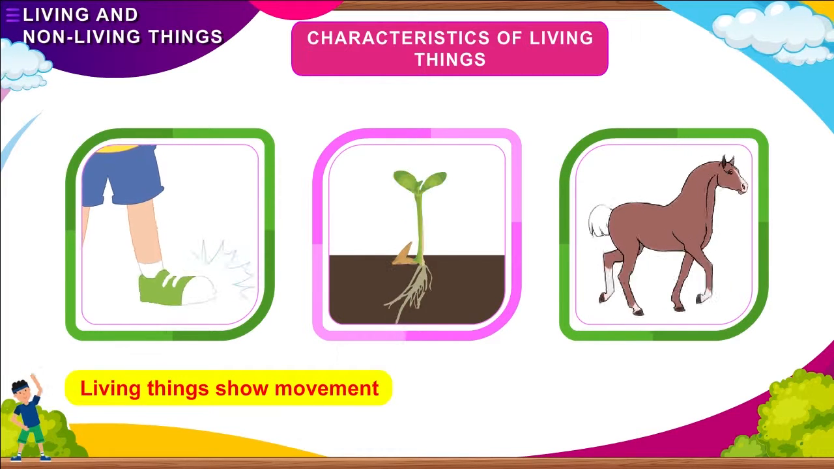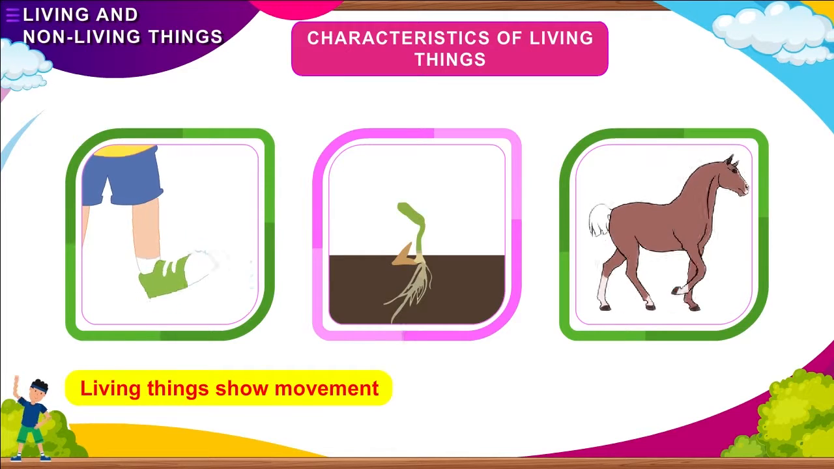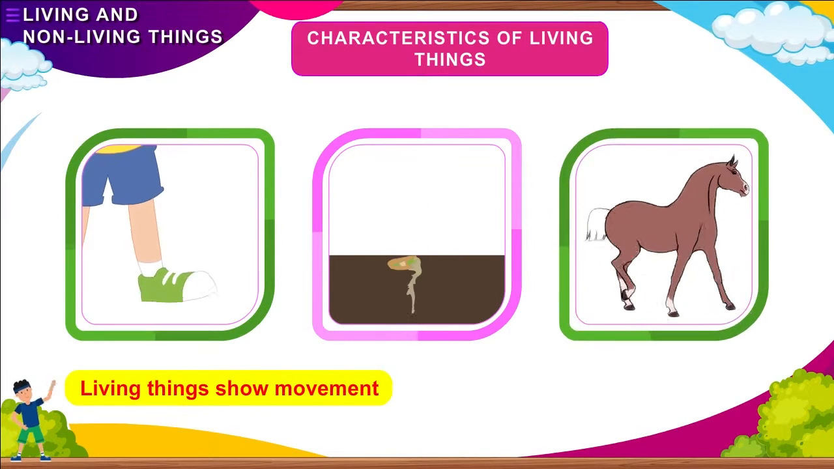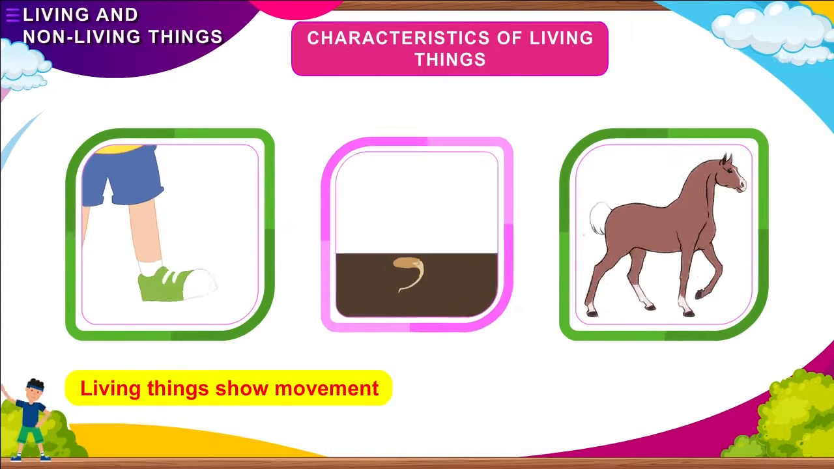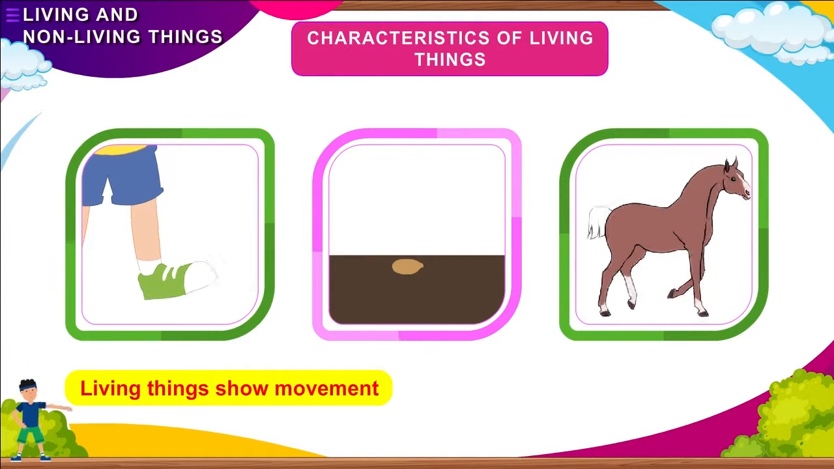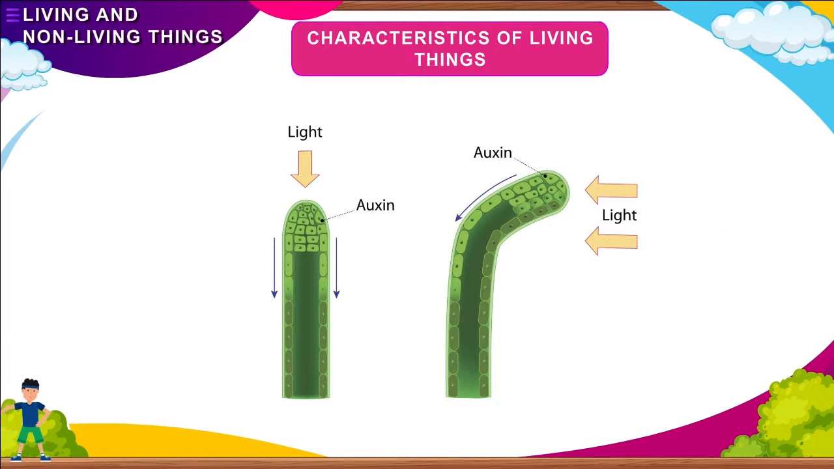Living things show movement. The change in the position of any body part is called movement, and the movement of an organism from one place to another is called locomotion. Plants show movement only, whereas animals show locomotion as well as movement of body parts. Any change in the environment of an organism is called a stimulus, whereas the reaction that is shown by the organism to the stimulus is called the response.